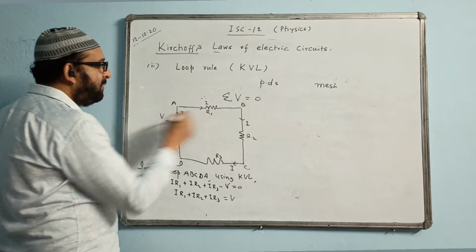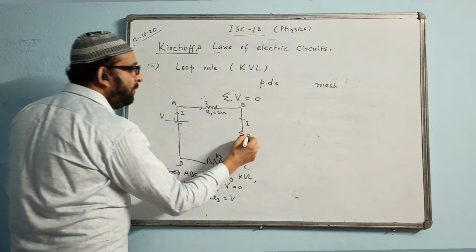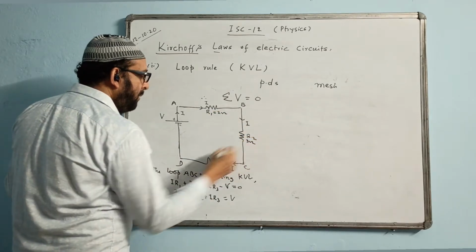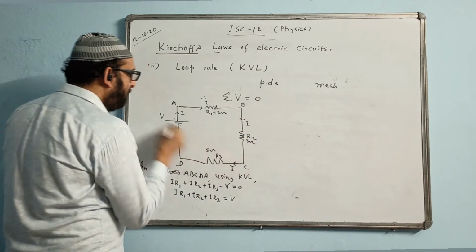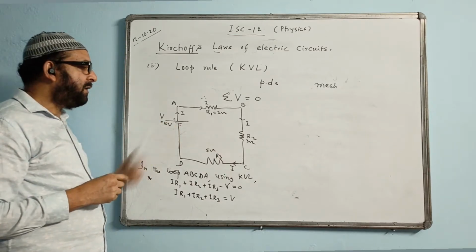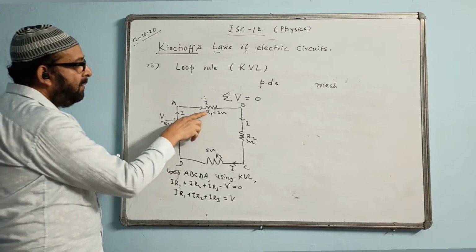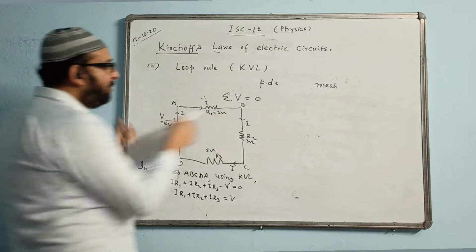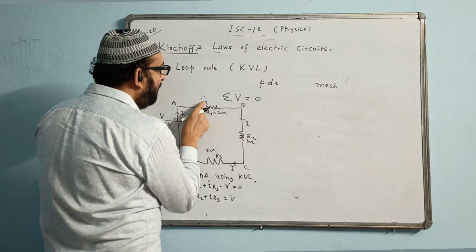Suppose a question, I just give one simple one. R1 value is 2 ohm, R2 value is 3 ohm, and R3 value is 5 ohm, and V value is given as 10 volt. One example: find the current of the cell. We can use this method here. The current here will be what?